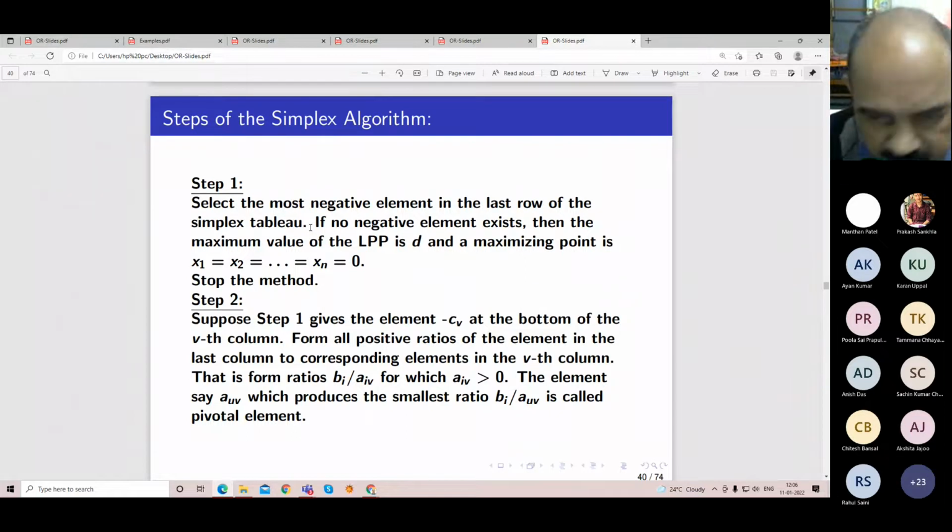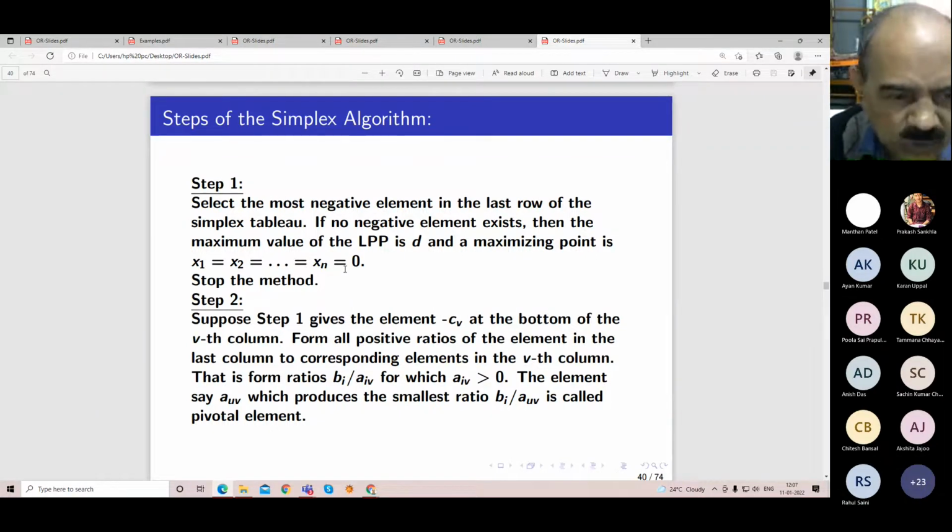Okay. So step 1. If you find there is no negative element, we conclude that the present table is optimal. If there is no negative element in the last row of the simplex table, then we conclude that this is the optimal table. We stop the method. If there is a negative element, we proceed to step 2.